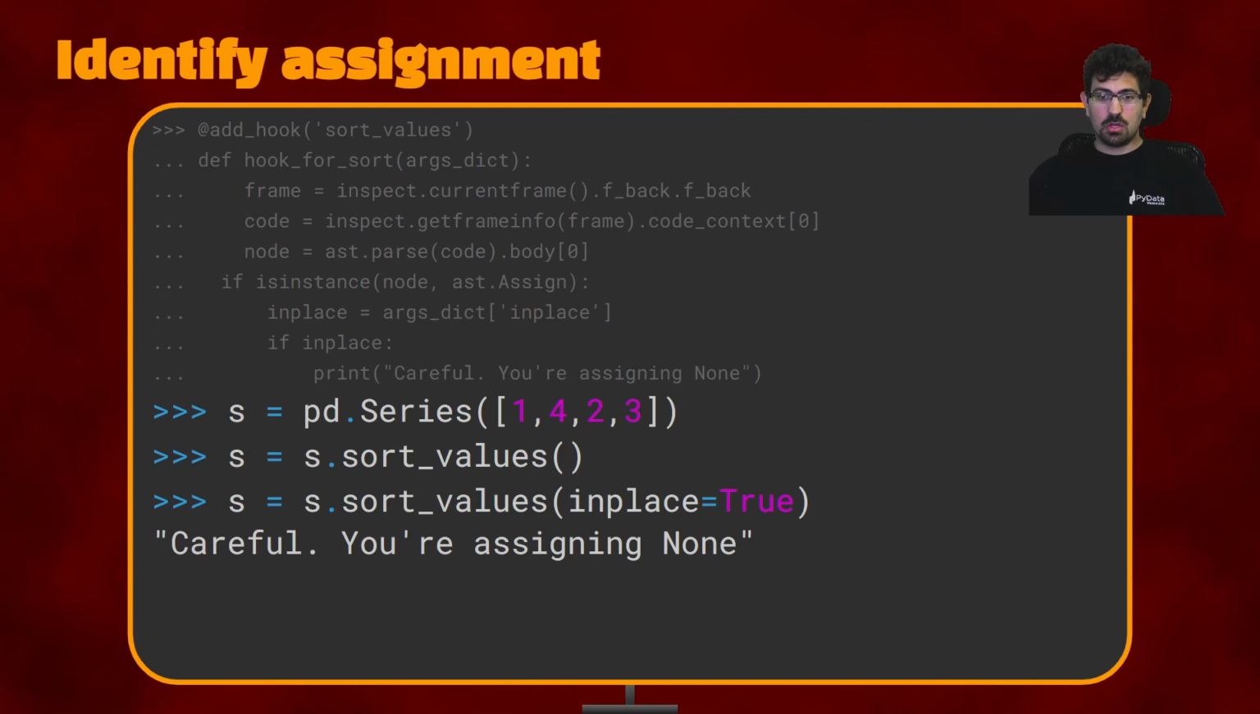Let's see how this works. s equals the series. Now we do s equals s.sort_values. It's fine because we're not assigning in place. But in the final line, we say s equals s.sort_values inplace equals True. It changes the object, but it tells us, careful, you're assigning None. So if I'm working, let's say, in a notebook environment, this is more for interactive code, not for production. It says, careful, you're assigning None. I will now go back to my code and change it accordingly.